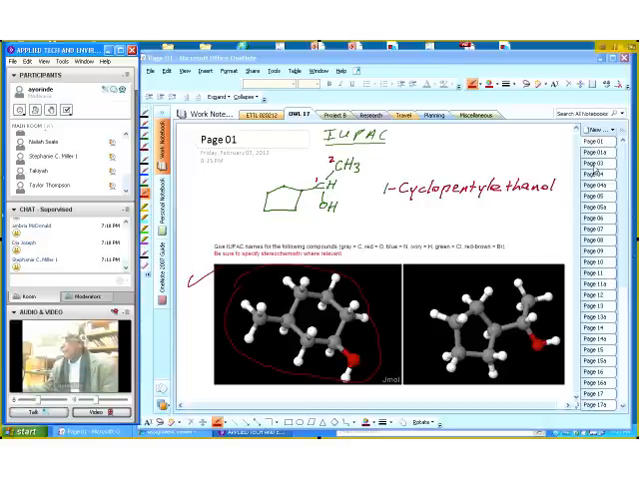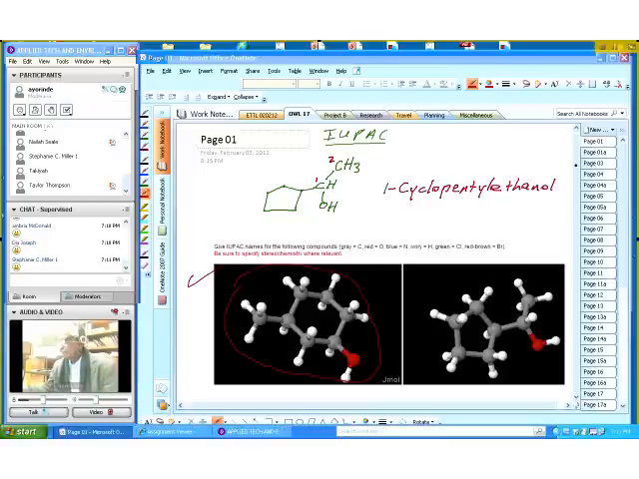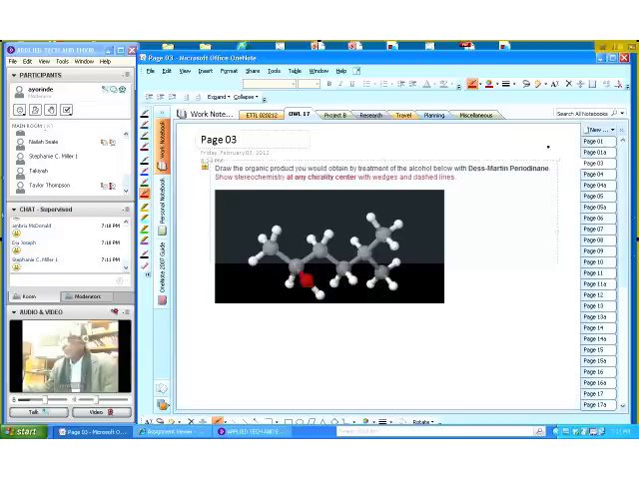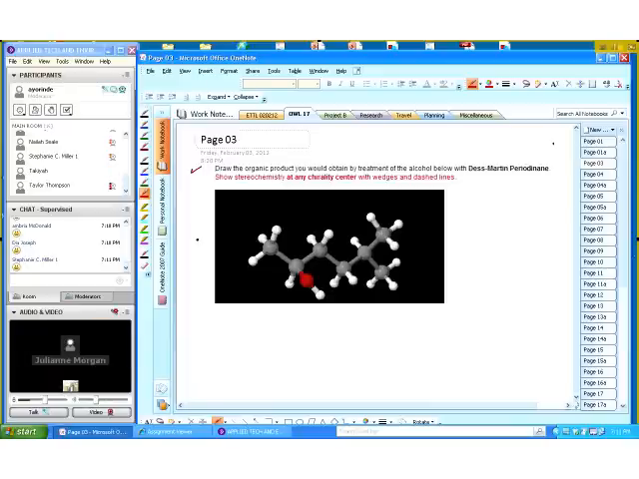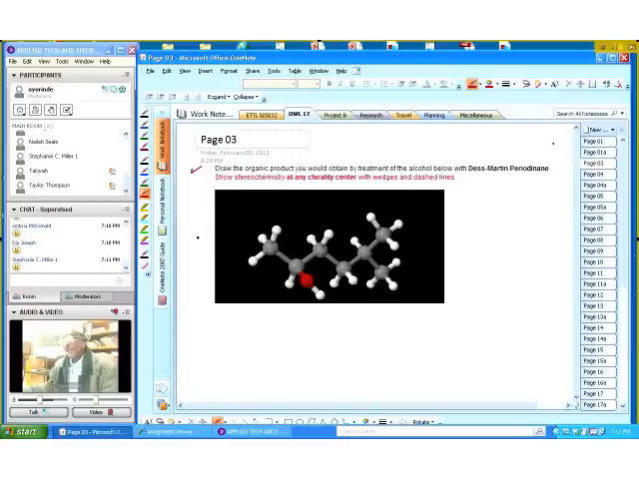Okay, let us go to the next one. Julianne, go ahead and read this question for us. Draw the organic compound you would obtain by treatment of the alcohol below with Dess-Martin periodinane. Okay, very good. So now they want you to give the product of the reaction of this compound with the Dess-Martin reagent. So what is the first thing we need to do?